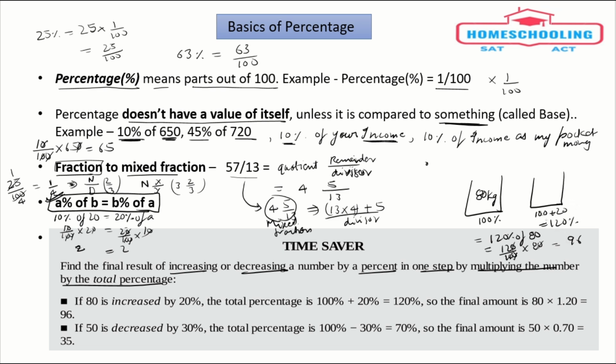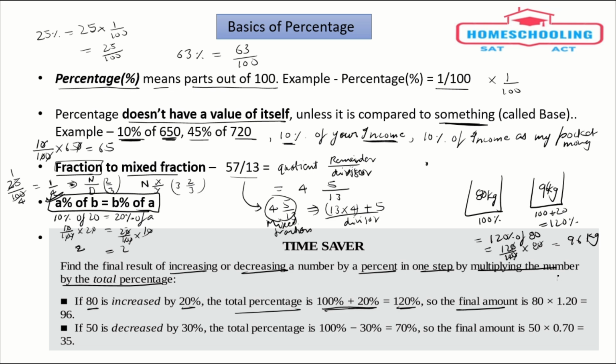So if the size of the bag has been increased by 20%, we just have to increase the percentage, that is 100 plus 20%, of the original amount. So now this bag, whose size has been increased by 20%, can hold 96 kilograms of rice. Let's take an example. If 80 is increased by 20%, then the total percentage would be how much? 100 plus 20, that would be 120%. So the final amount would be how much?